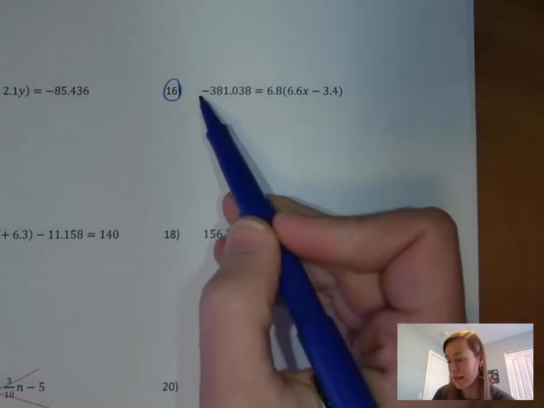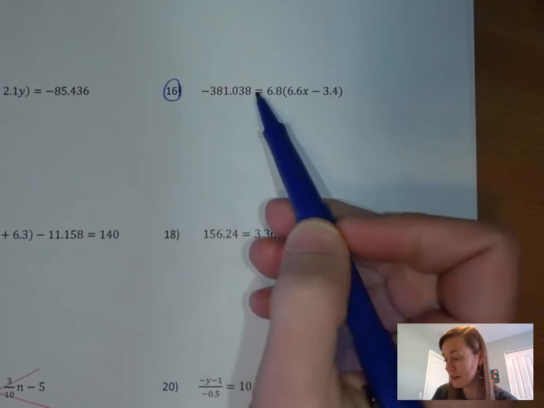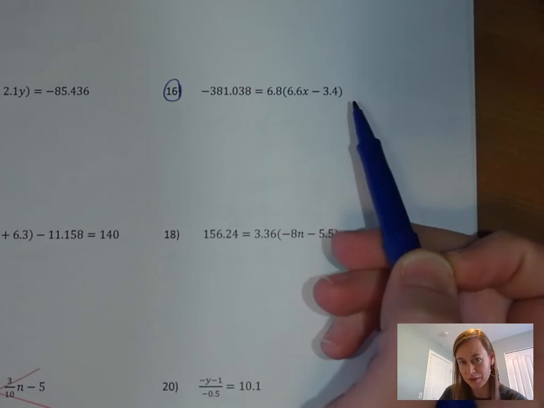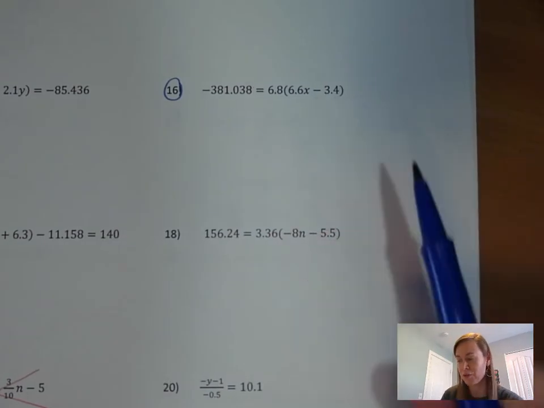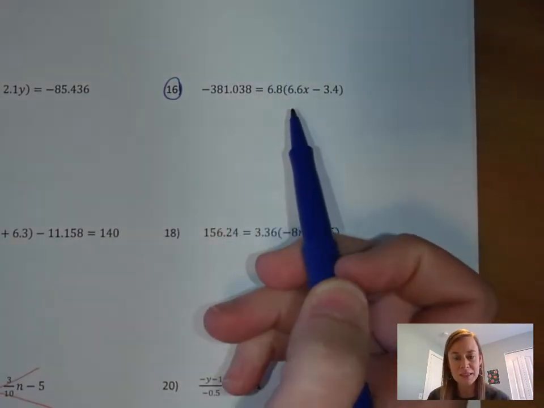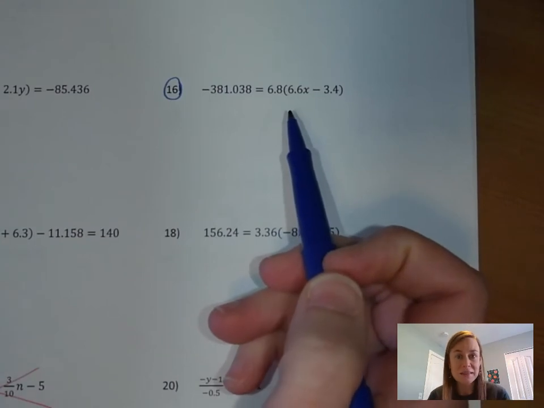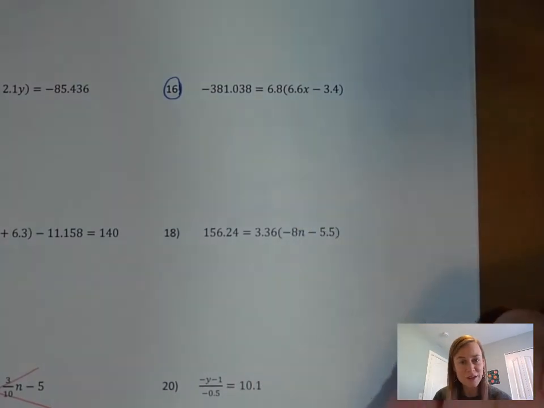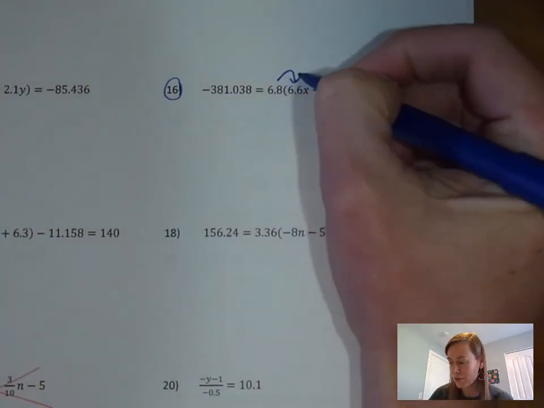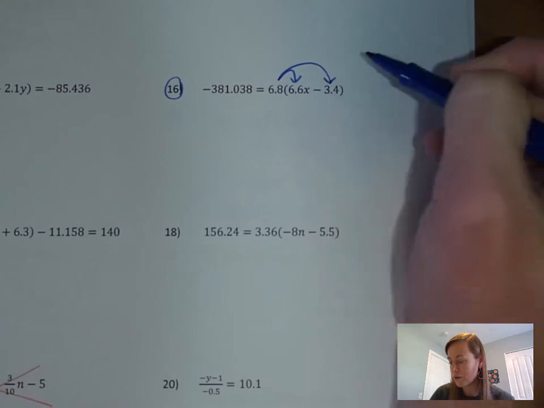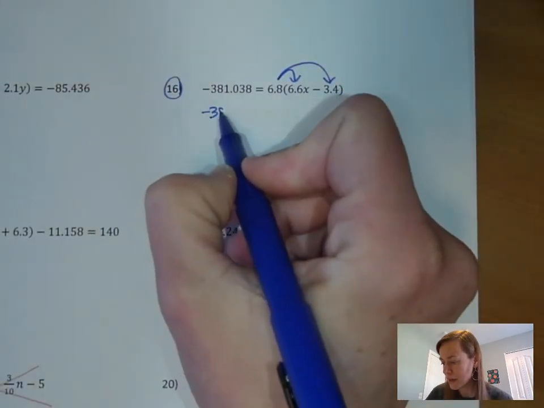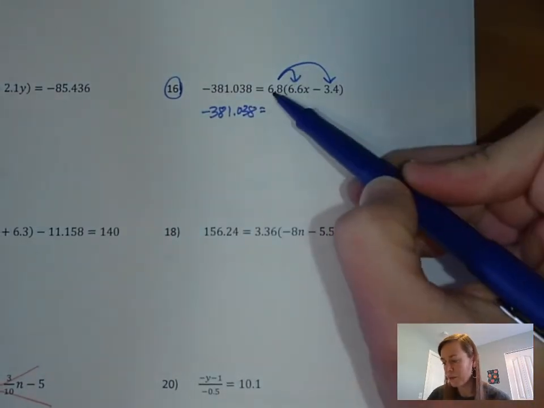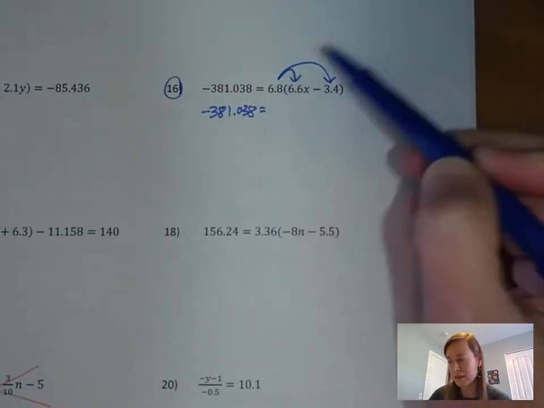Okay, so negative 381.038 equals 6.8 times (6.6x minus 3.4). So the first step when you have a problem like this is you have to get rid of the parentheses. You can't really do anything until those parentheses are gone. And to get rid of them, we're going to distribute. So let me go ahead and bring down this negative 381.038. And now we're going to multiply 6.8 times 6.6.